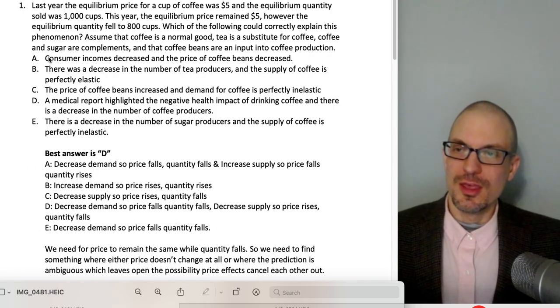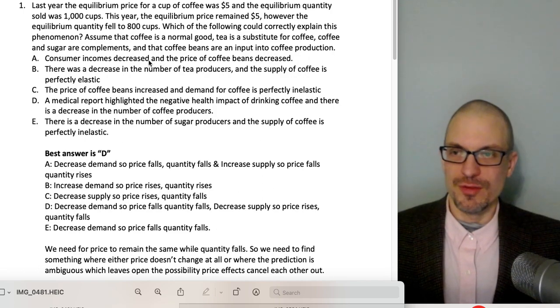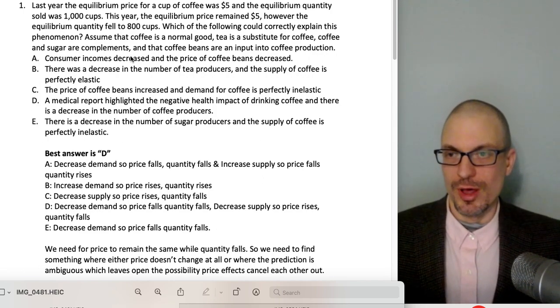Well, let's look at A. We have consumer income decreasing. If it's a normal good, like we're told it is, we're going to get a leftward shift of demand. It's like consumers losing interest. So the price is going to fall and the quantity is going to fall.